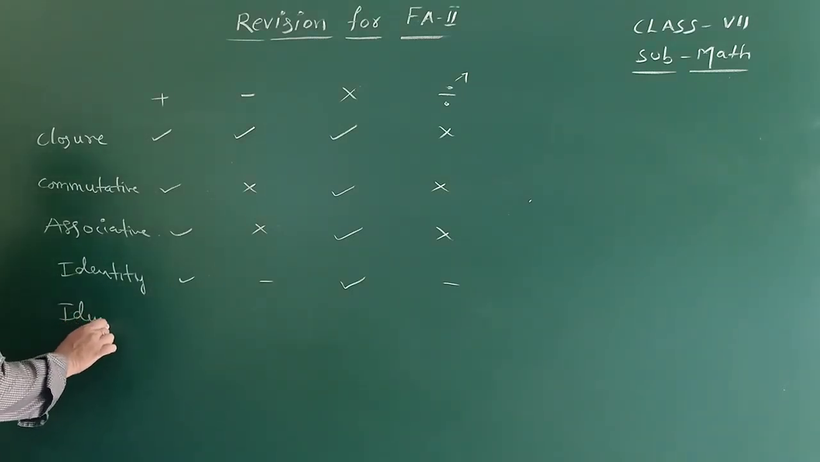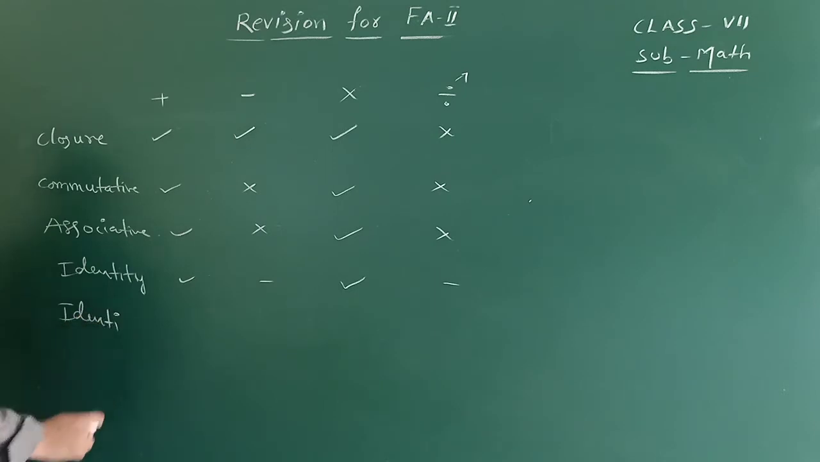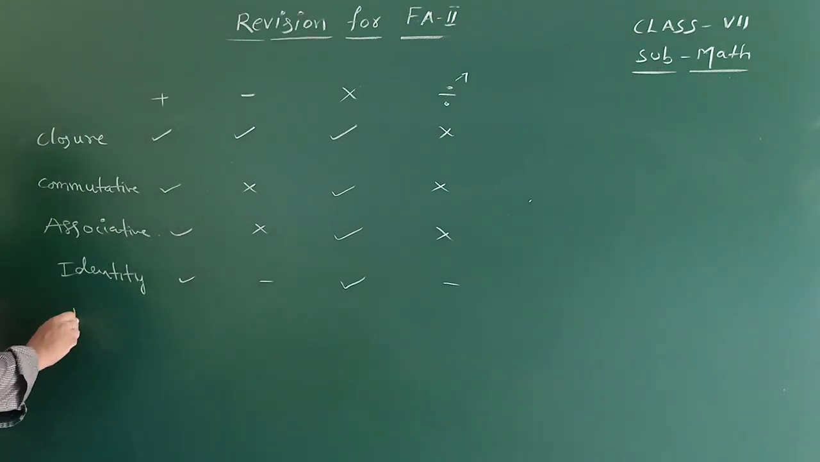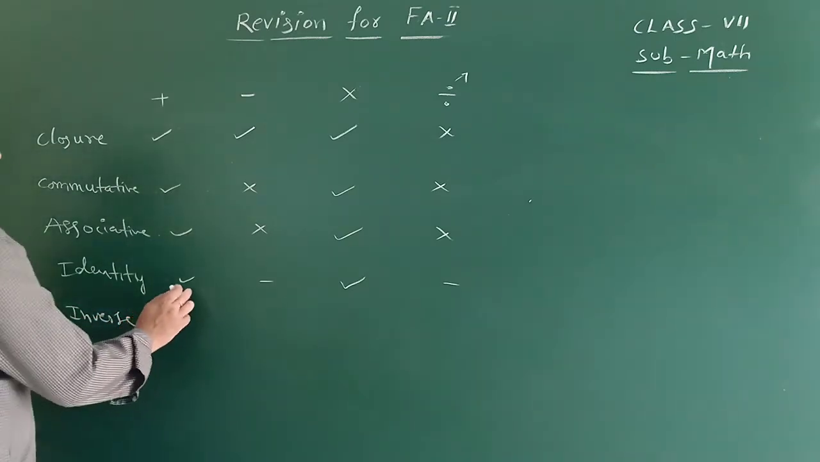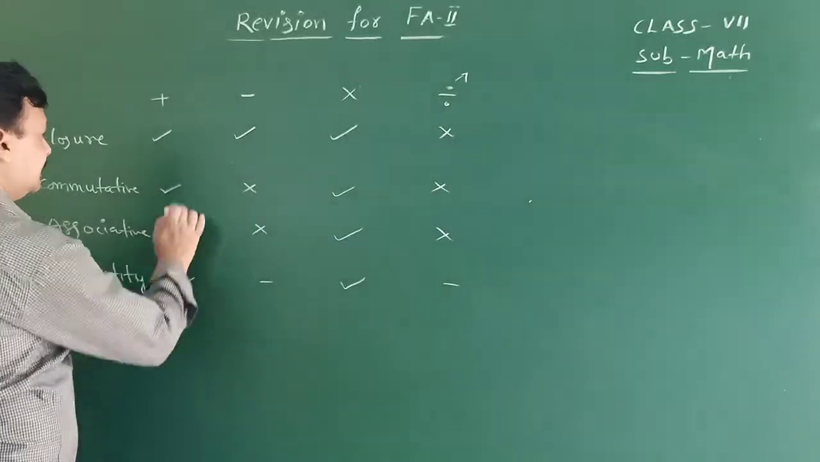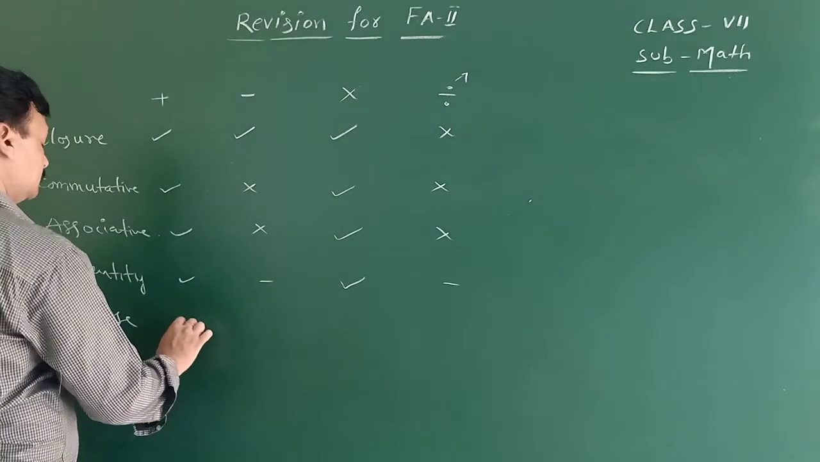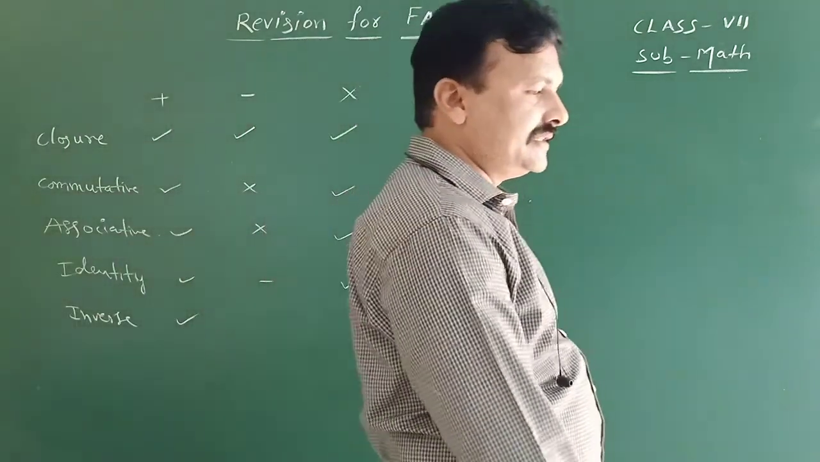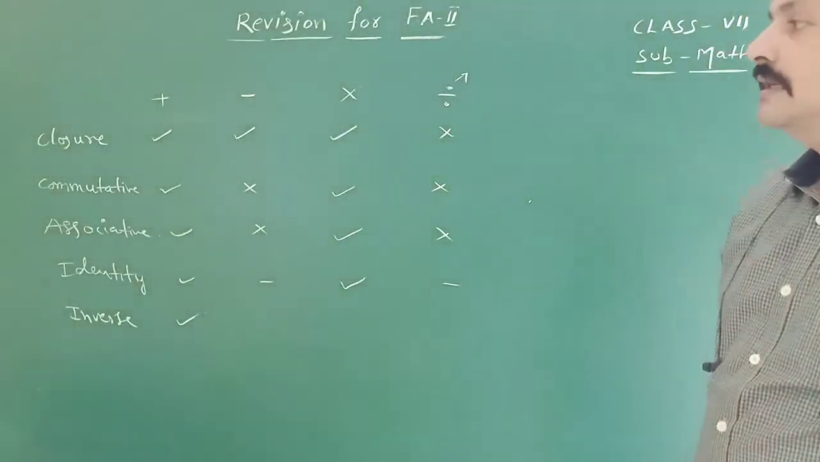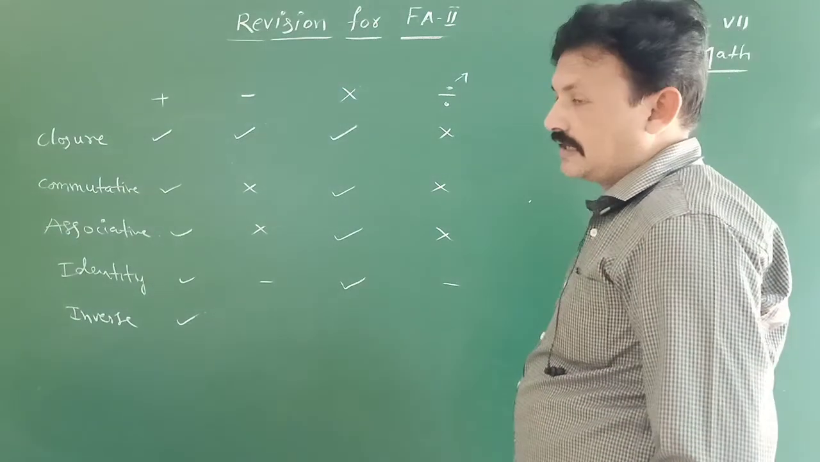Identity, over. Inverse. For the addition, it holds because every integer has its negative one. 2 and minus 2, 3 and minus 3, 6 and minus 6, minus 10 and 10, 0 and 0 only, the inverse, like that.